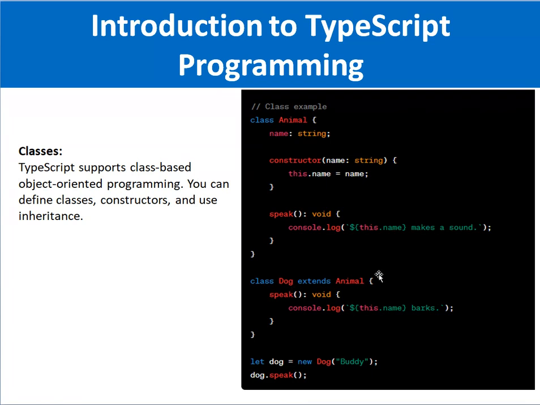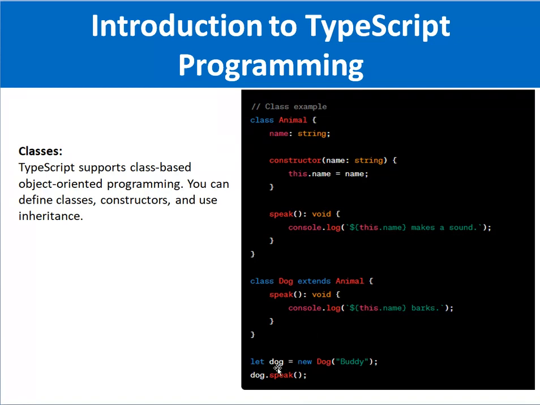Then class Dog extends Animal { speak(): void }. So see, this is the main class, Animal. You can say this is the parent class, and then Dog is the extended, or you can say the inherited class. So when we extend Animal, that means Dog has all the elements, all the functions which are defined in the Animal class, but it will have its own method speak as well.